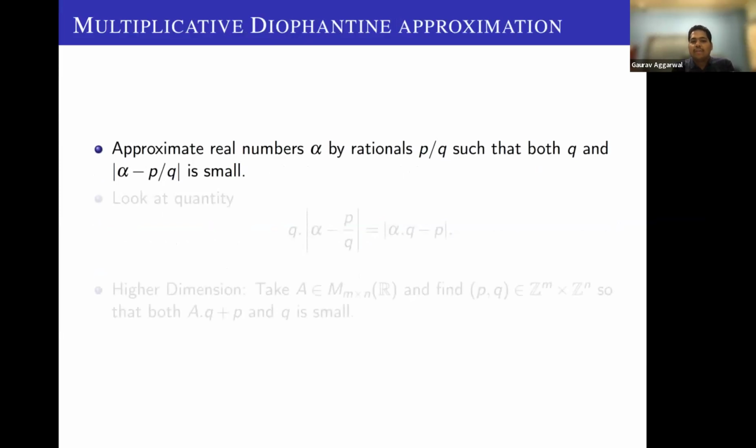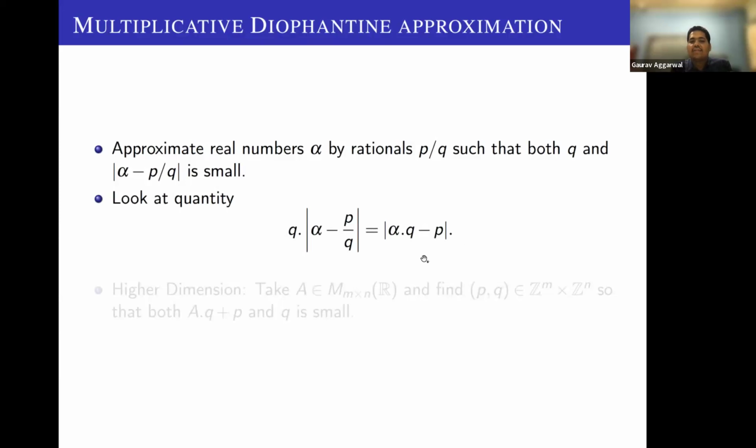So in Diophantine approximation and multiplicative Diophantine approximation, let me explain what these mean. In Diophantine approximation, the main goal is usually to approximate a real number alpha by a rational p by q, in the most naive form, so that both the denominator q and the error term are small. So it's natural to look at their product, q times alpha minus p by q, which is alpha dot q minus p.